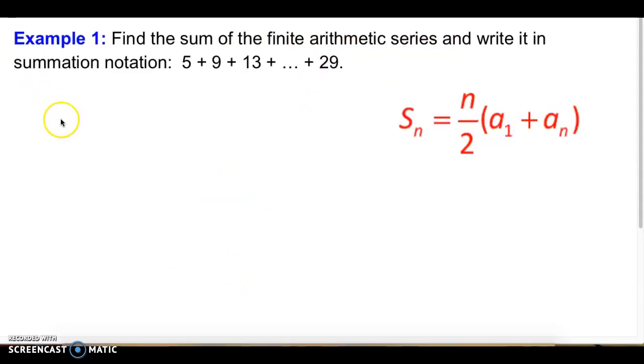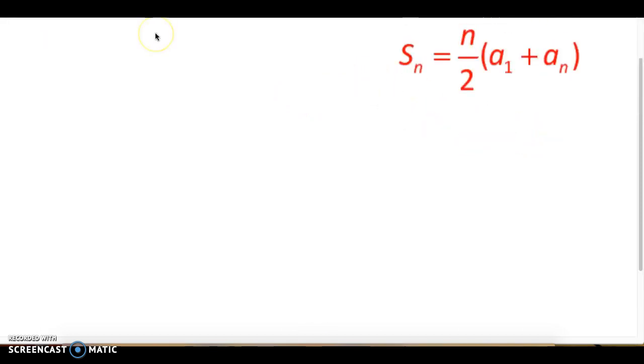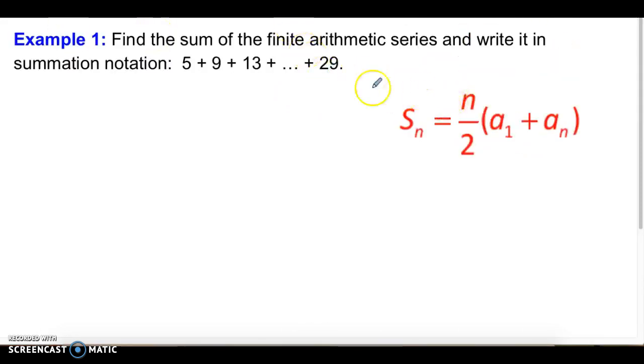Okay, so to start with example 1, it says find the sum of the finite arithmetic series and write it in summation notation. If we want the sum, we need to know how many terms they have given us, but they don't tell us that. So we have to find that first. The first term is given here, so this right here is A1. And the last term right here, AN, is 29. So step 1 is to find n.